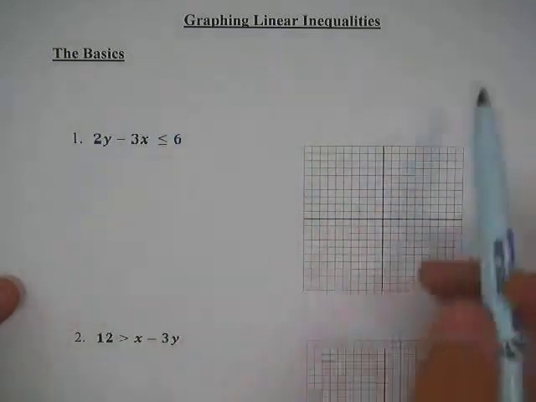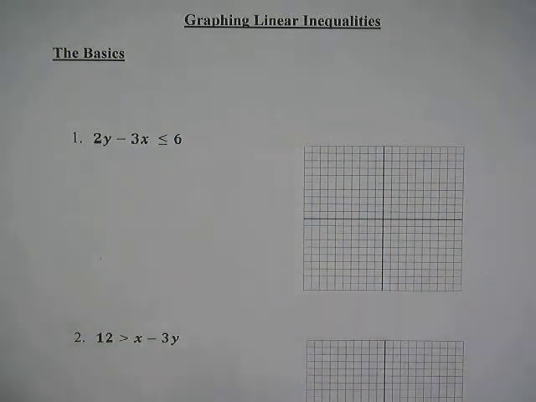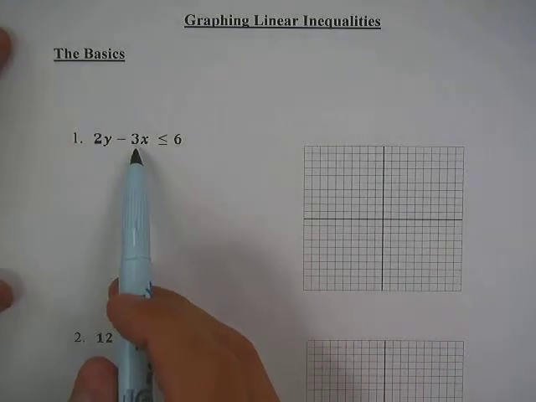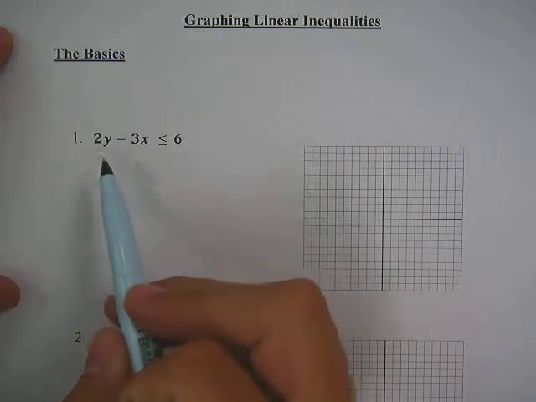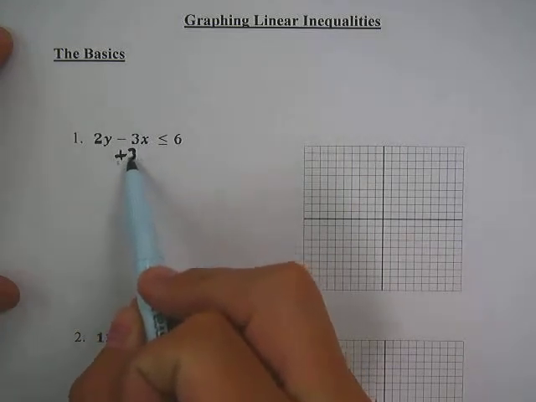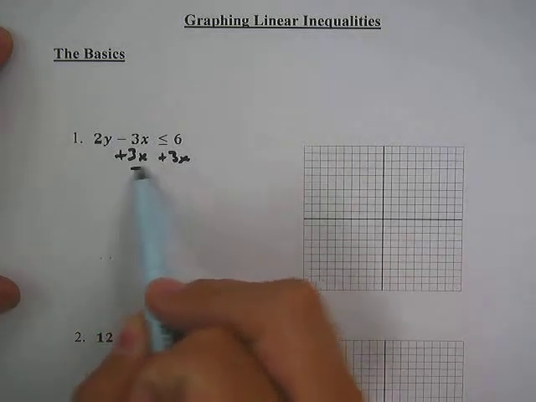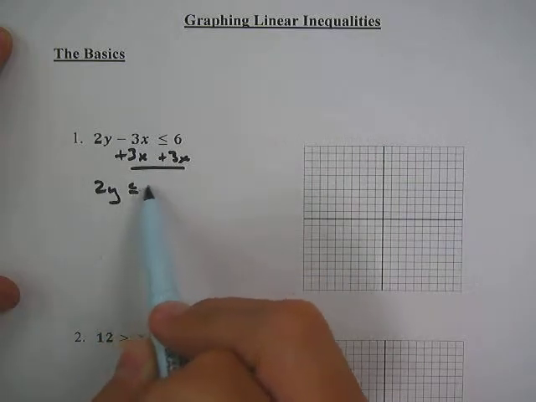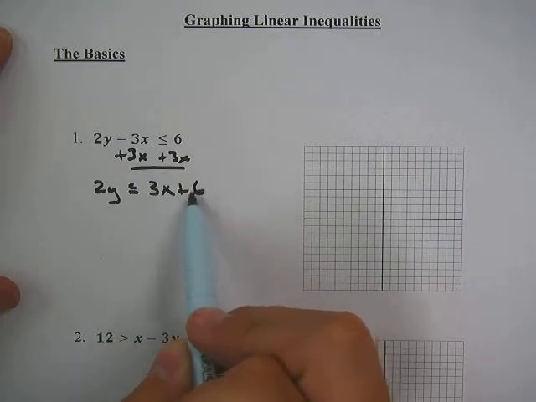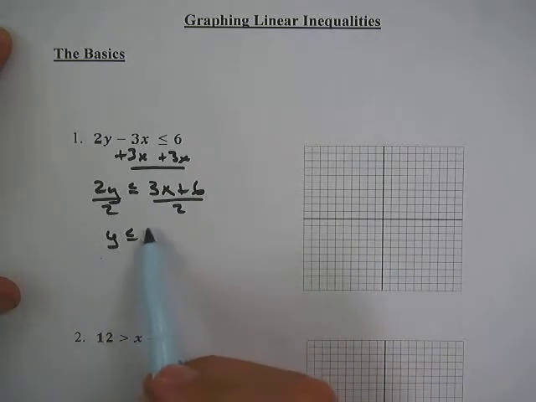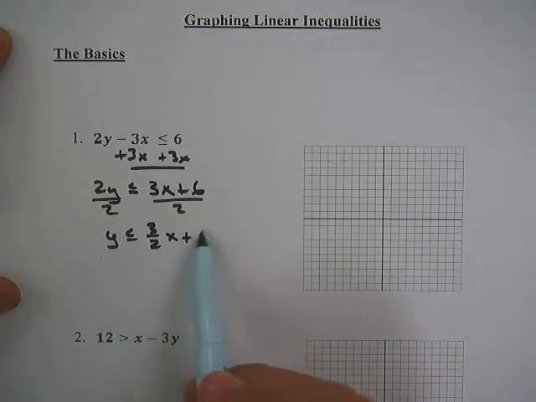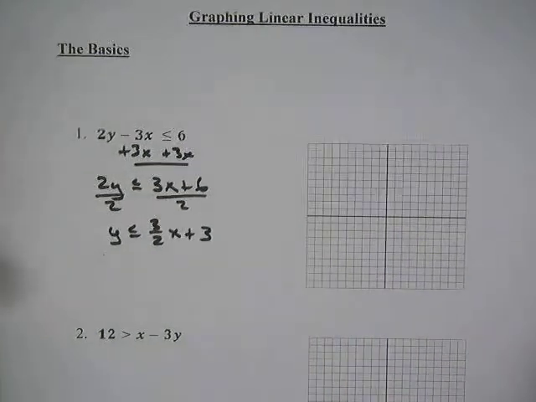So as we do this, I got a couple examples here. We're going to fill in some of this top part as we go. It says the basics. So let's take a look at this first example. It says 2y minus 3x is less than or equal to 6. Let's change that to slope-intercept form. So if I add 3x, 2y is less than or equal to 3x plus 6. Divide by 2, you get y is less than or equal to 3 halves x plus 3.